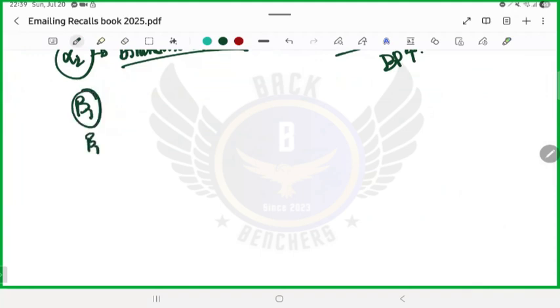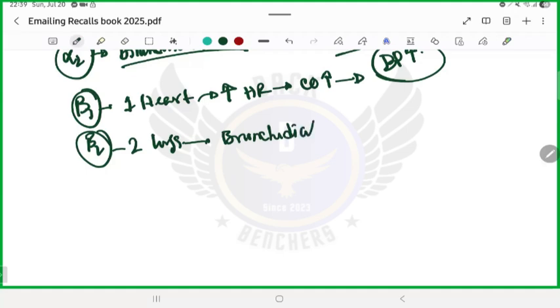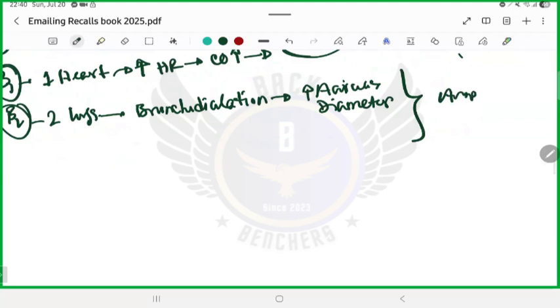Beta 1 and beta 2. Remember, we have one heart and two lungs. Simple. So beta 1 will work on the heart. It will increase heart rate, so it will increase cardiac output, so it will again increase BP. Beta 2 will cause bronchodilation, so increased oxygenation and increased airway diameter. So that's why we give it during anaphylaxis.